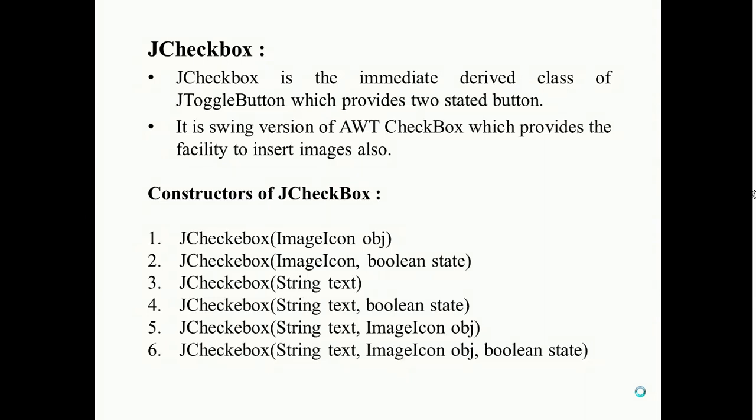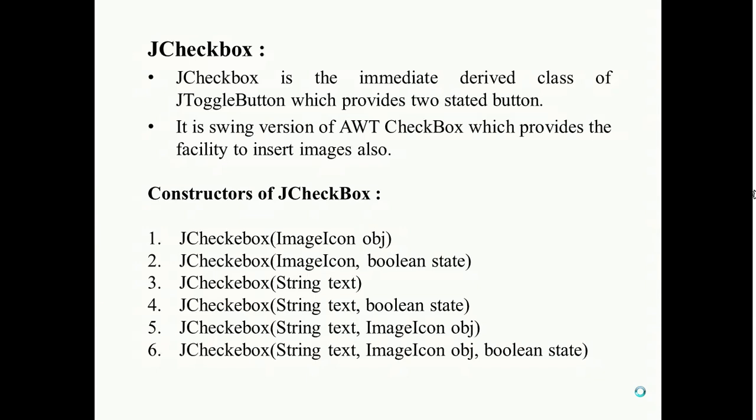The checkbox is also an implementation of the AbstractButton class. So it is an intermediate subclass, and the JCheckBox is an intermediate derived class of the JToggleButton. So in Swing, it supports inserting an image with the checkbox, and the JCheckBox supports the two states, true or false.